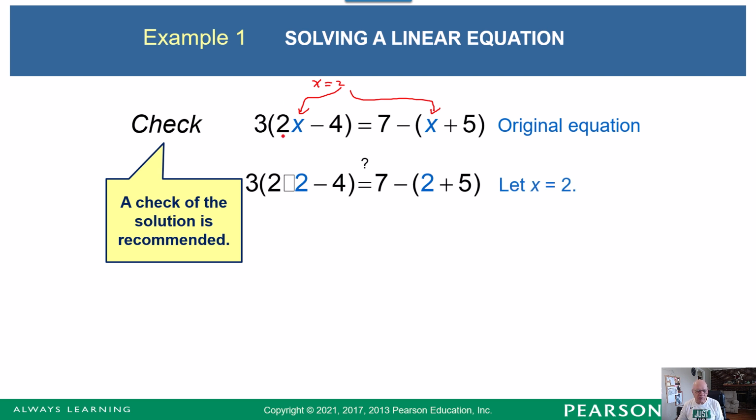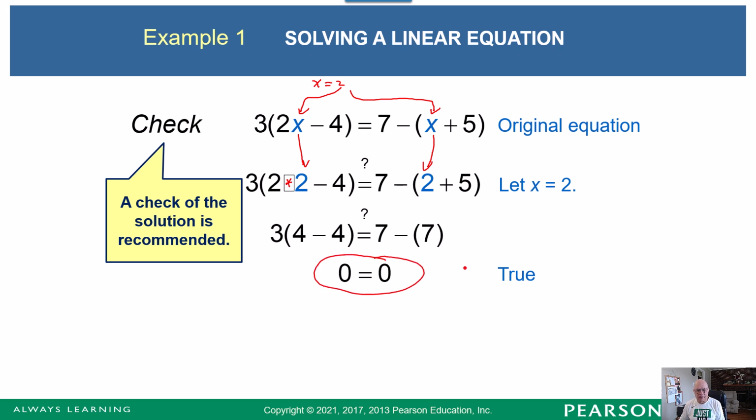A little bit of a mistake here. This should be times, and everything else should be okay. So put a 2 in where the x's were, like here and here. Simplify a little bit, simplify further, and we know this is true, so this whole thing checks out. X does equal 2. It's a conditional equation, and we'll get back to that too.